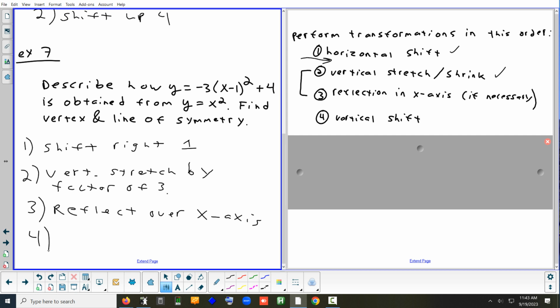And the fourth one, well, it's your vertical shift. What number here tells us we have a vertical shift? Plus 4. And which way? Up 4. Remember, vertical shift, you don't do the opposite. Shift up 4.